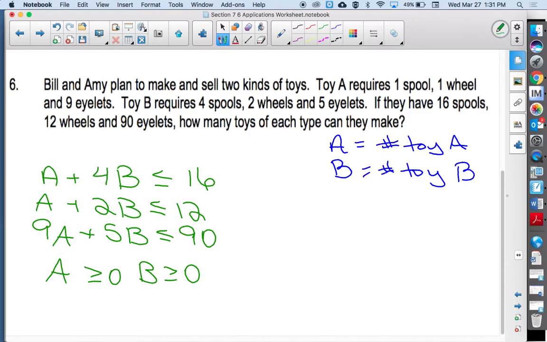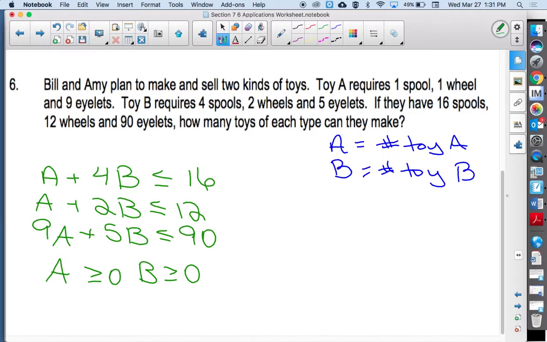Yeah, pretty sure it's similar to the calories and vitamin problem, just with the inequalities flipped, because the one we did yesterday said "at least," whereas this one says that's the most they have. We'll have to look up what a spool, a wheel, and an eyelet make, and what toys those make.